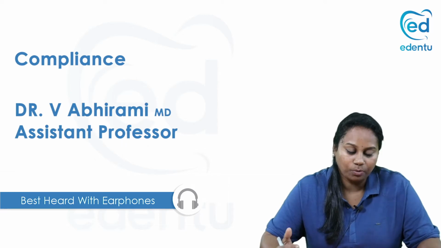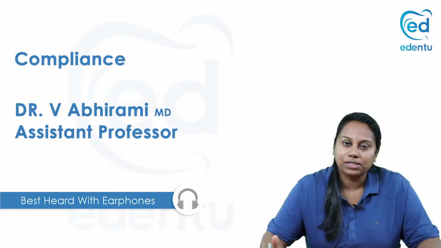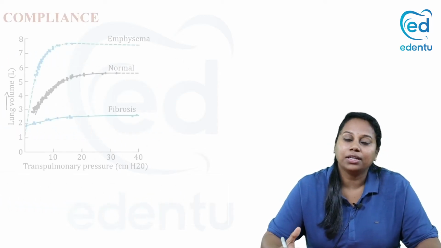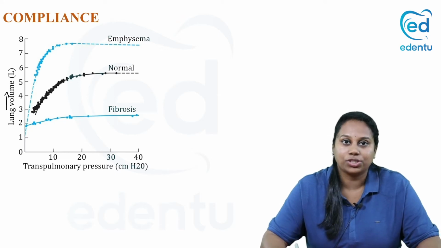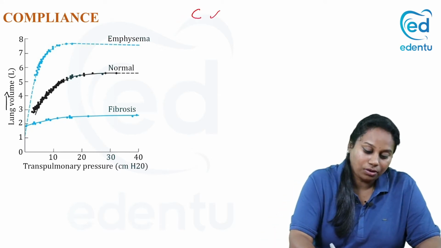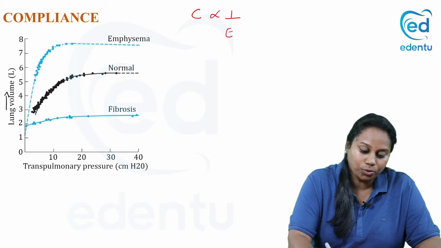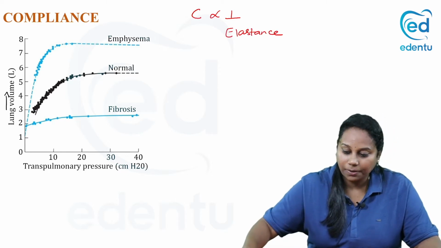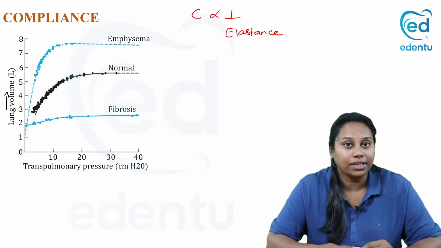Let's move on to compliance. What is compliance? Compliance is basically the ability of the lung to stretch, and compliance is always inversely proportional to elastance. So first let's understand what is compliance and what is elastance.